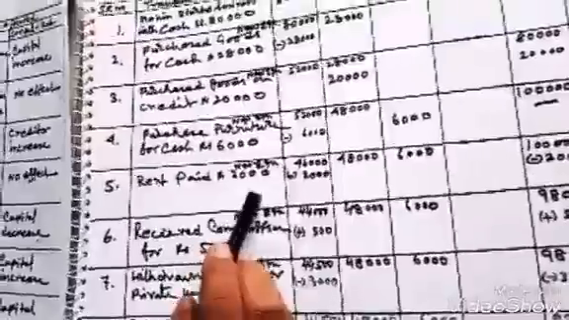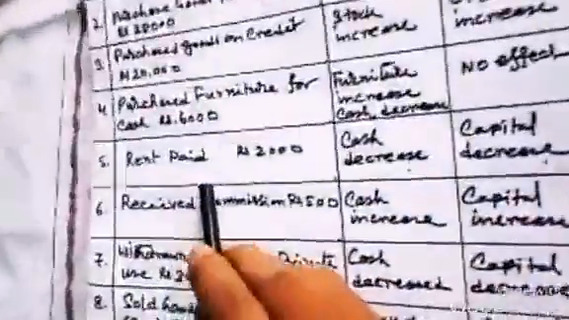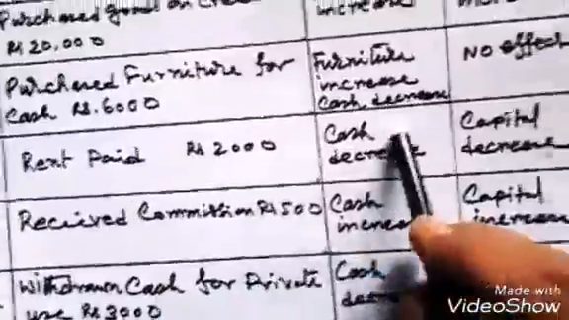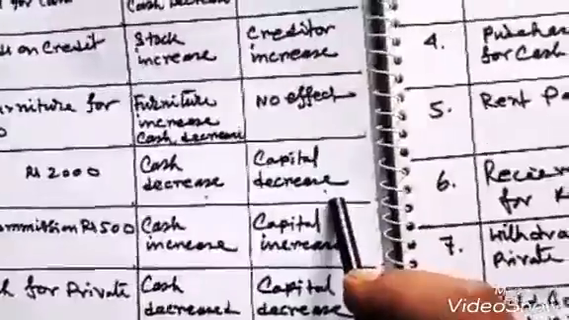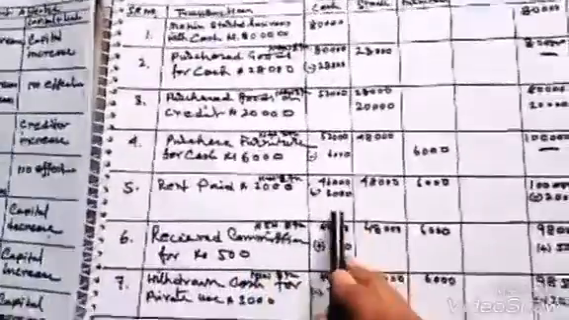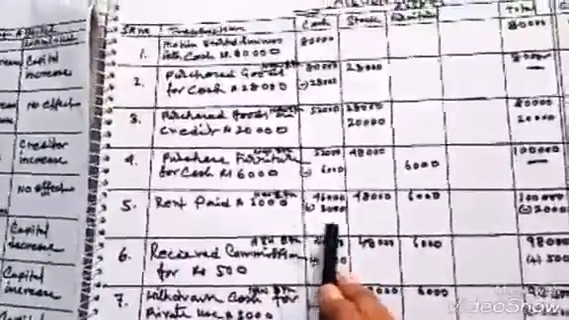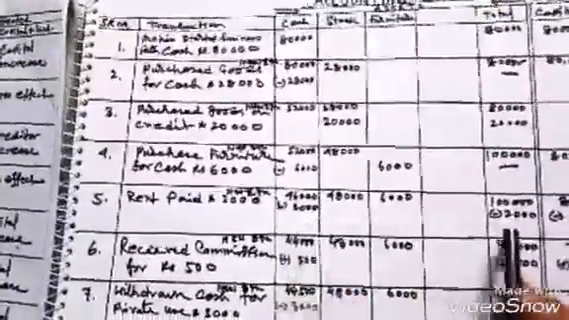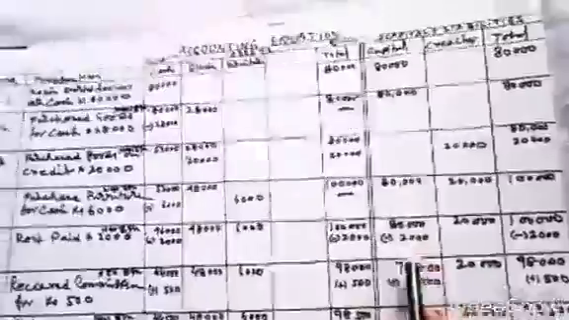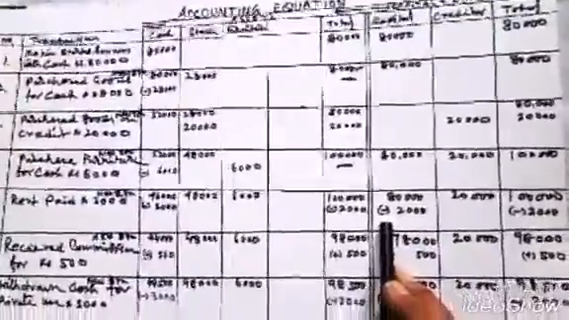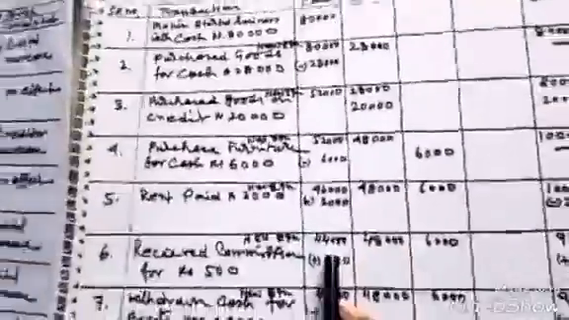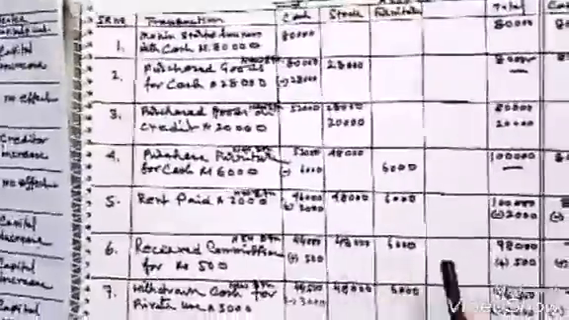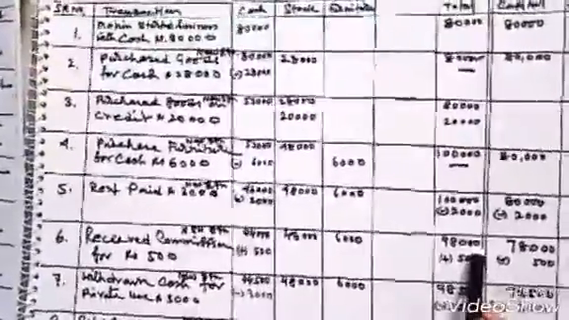Rent paid 2,000. See here in the accounting analysis, by this transaction your cash decreases by 2,000, and since it is an expenditure, it decreases the capital by 2,000. See here in the accounting equation, cash decreases 2,000, so minus 2,000, and on the total it is minus 2,000, and decreases the capital by 2,000, so on the total is also minus 2,000. The new equation is 44,000, 48,000, 6,000, so the total is 98,000.